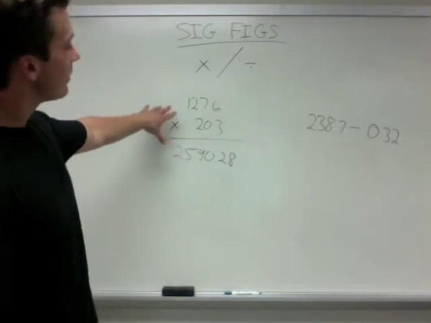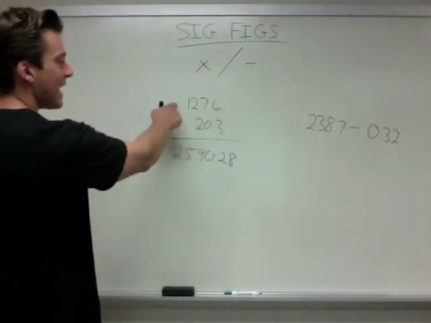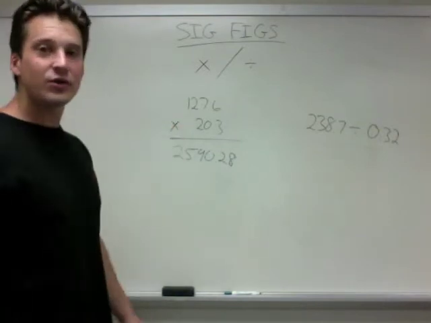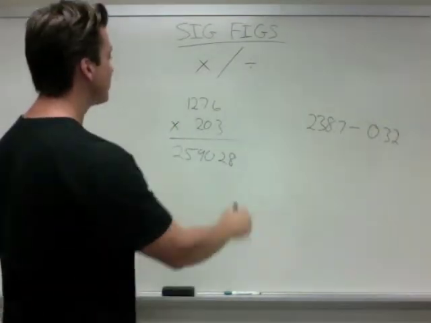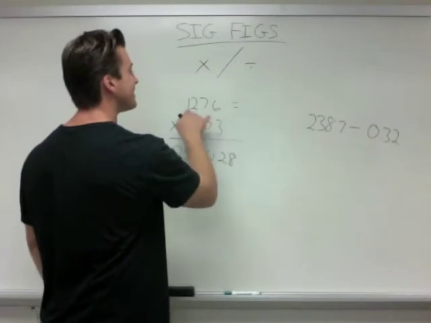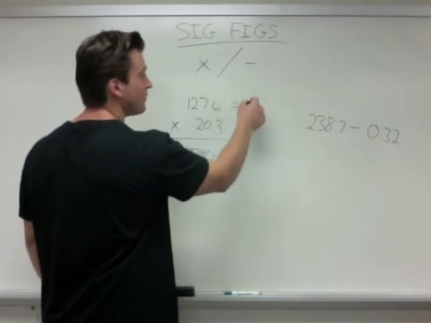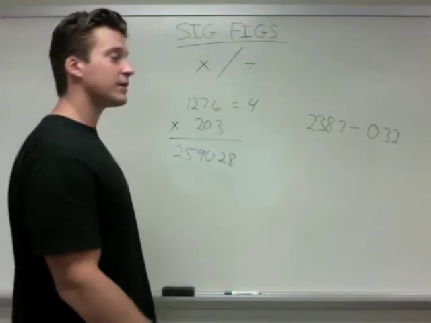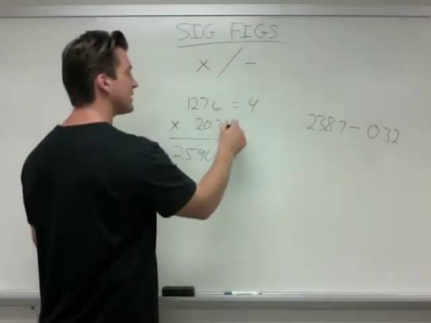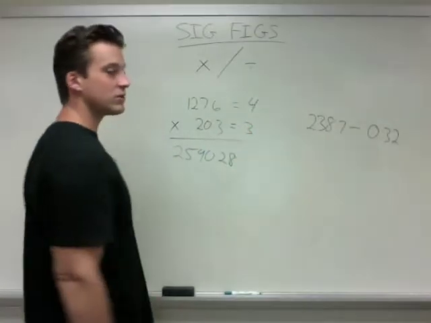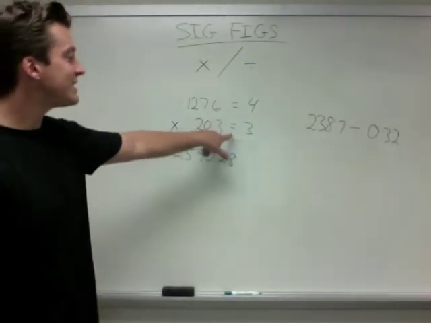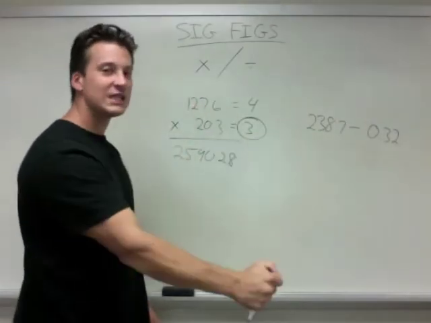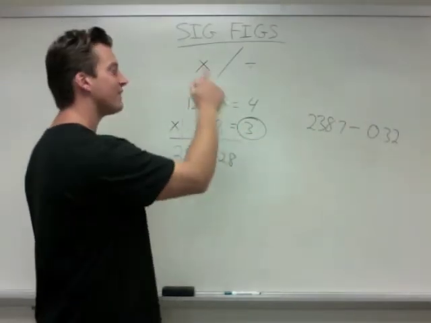Now I need to count the number of significant figures for each value that I multiplied. How many significant figures does this number contain? That number contains 4. If you need help counting significant figures, we have another video on that. This value contains 3 significant figures. Therefore, this will limit. I can only have 3 significant figures in my answer, not 4.